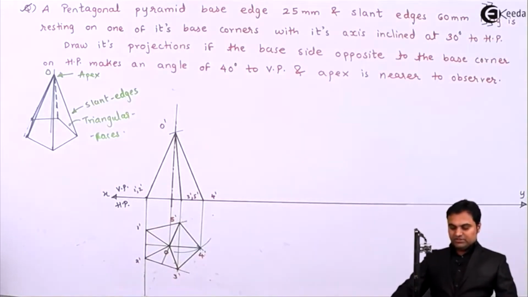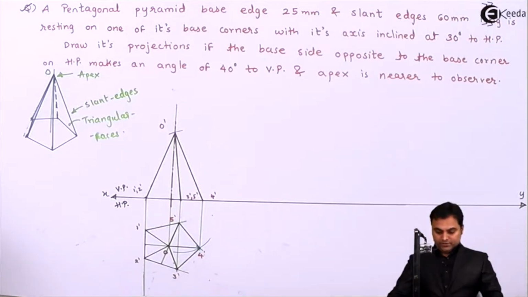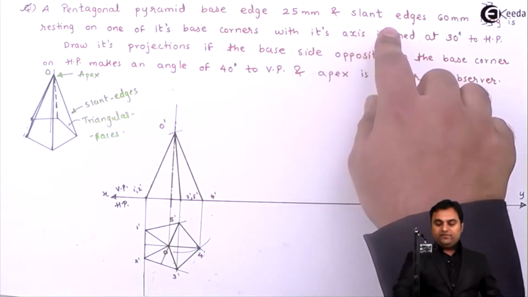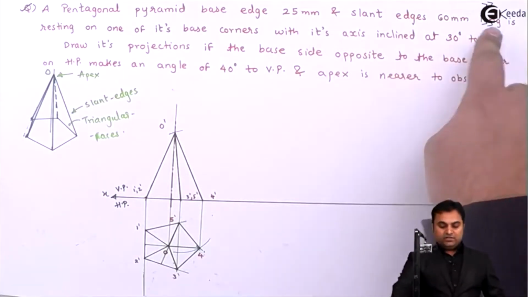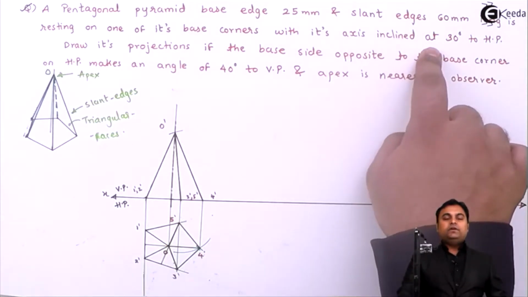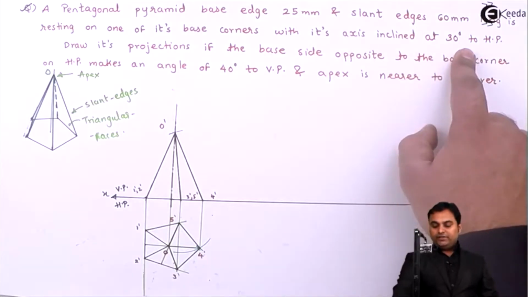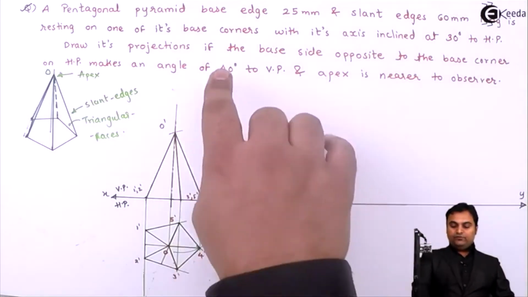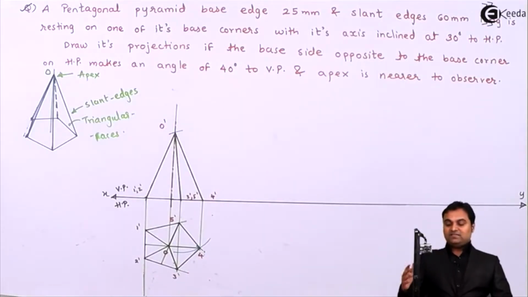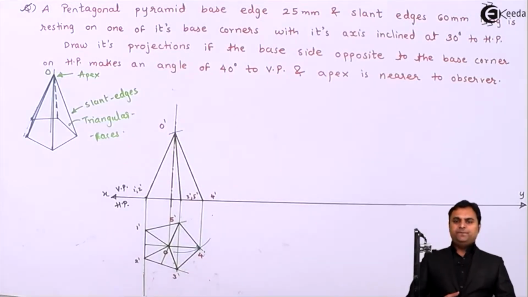So this is the initial condition of the pentagonal pyramid in the top view and front view. Now it is given that the pentagonal pyramid, base 25 and slant edges 60, is resting on one of its base corners with its axis inclined at 30 degree to HP. So the first condition was it is resting on its base corner. Next, axis is inclined at 30 degree to HP.